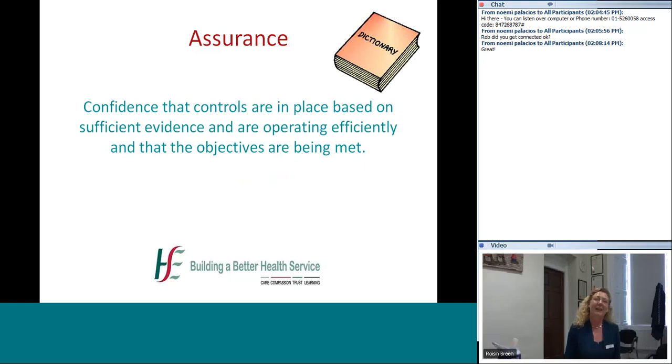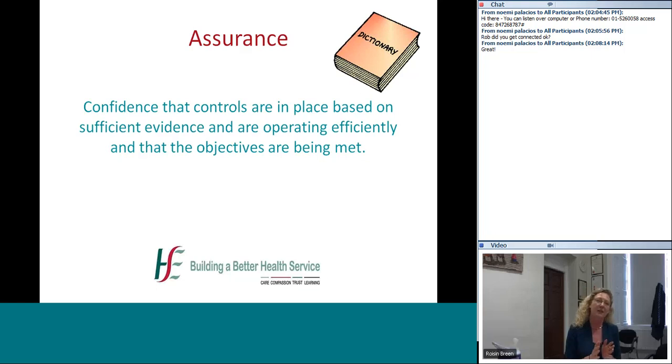So, without going any further, I am going to give a definition. I only give 2 definitions in the whole presentation today, but I think they are important in the context of this topic. One is the definition of assurance that we use, and it is the confidence that controls are in place based on sufficient evidence and are operating efficiently and that the objectives are being met.